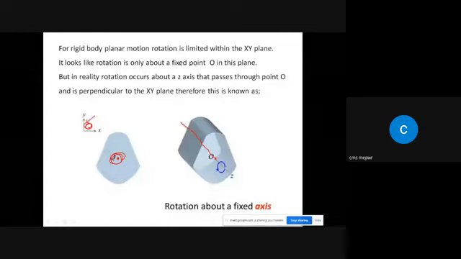For example, if this is that axis, it passes through point O, and it is perpendicular to both x and y. If we have x over here and y over here, then z is perpendicular to them. That's why we call it rotation about a fixed axis.